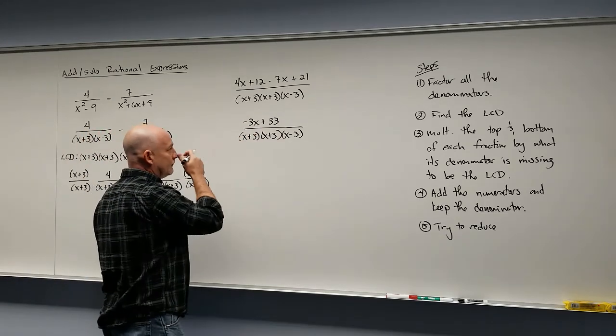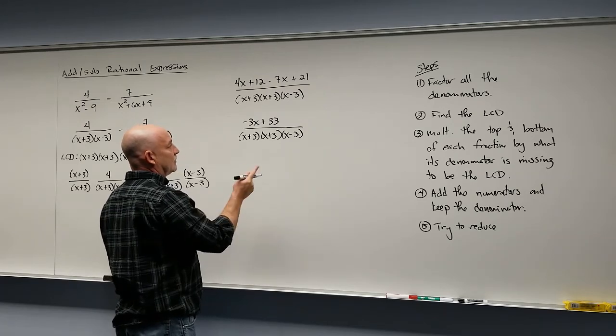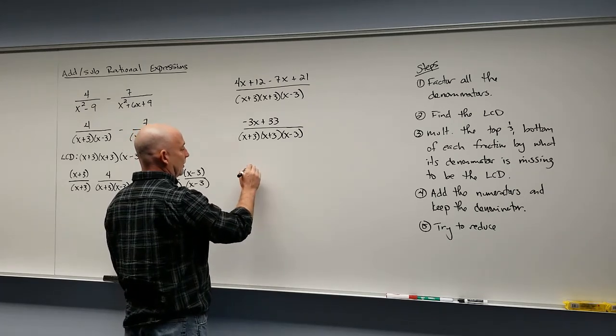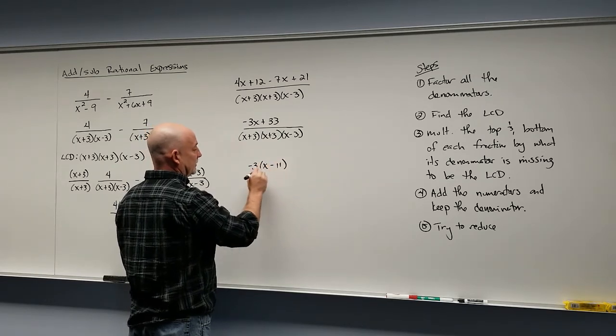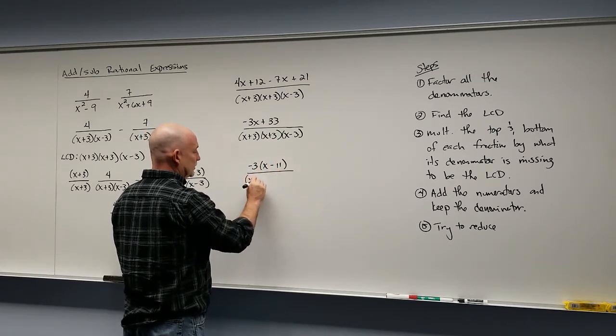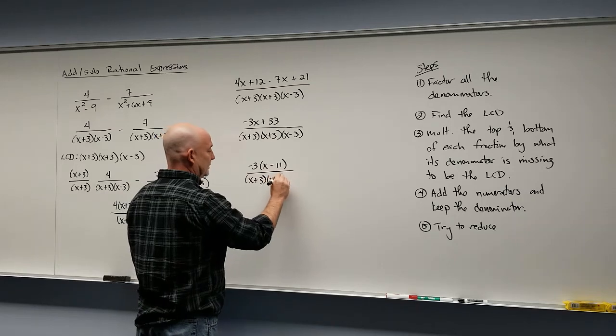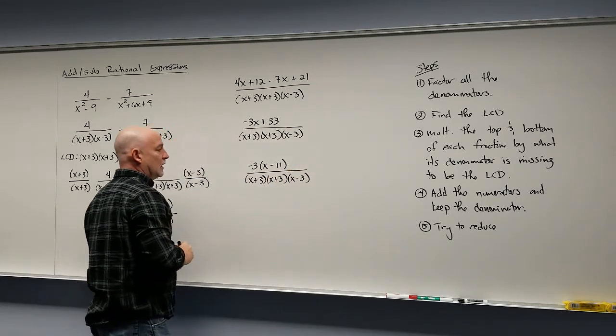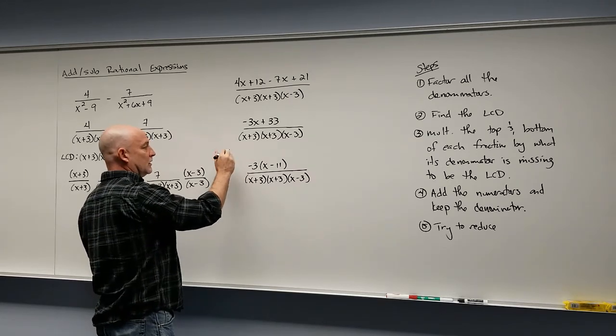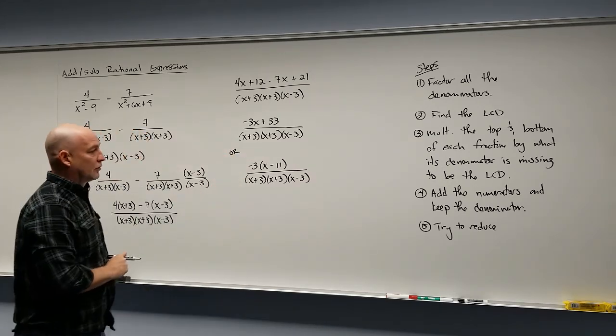On the top, we can factor that a little bit. There's a factor of 3 or a negative 3. I would probably take out a negative 3 there. And that would give me negative 3 times x minus 11 all over x plus 3, x plus 3, x minus 3, or x plus 3, x minus 3, x plus 3. All right, now since nothing will reduce here, either one of those would have been a correct answer.